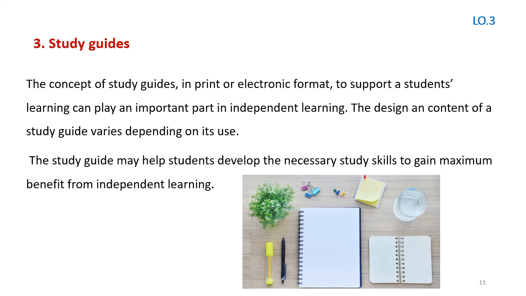Study guides. The concept of study guides in print or electronic format to support the student's learning can play an important part in independent learning. The design and contents of study guides vary depending on their use. The study guides may help students develop the necessary study skills to gain maximum benefit from independent learning.